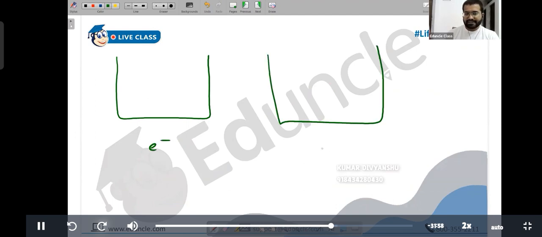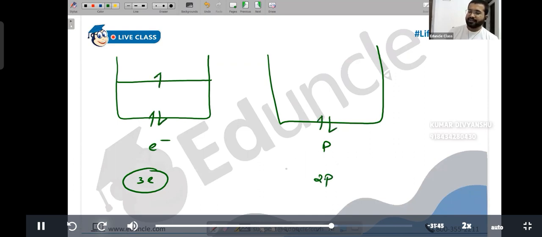Their energies are different. So this is electron, this is proton, and you can say there are 3 electrons, correct? So 2 electrons will be in the ground state, 1 will be in the first excited state, and there are 2 protons, correct? So both the protons will be in the ground state. I hope you understood this. Tell me if not. Because they have different energy, you cannot draw them in the same diagram.